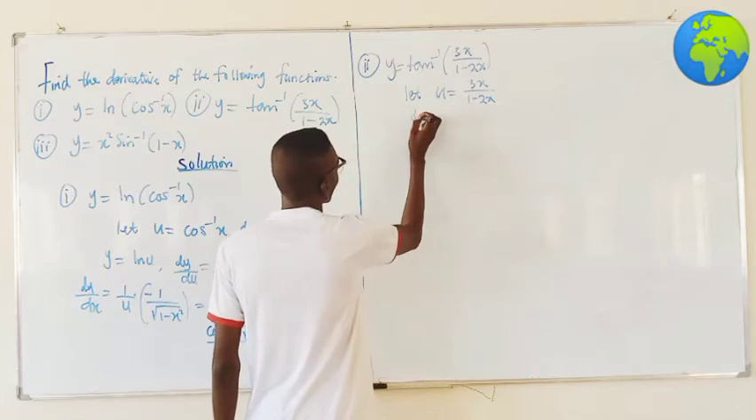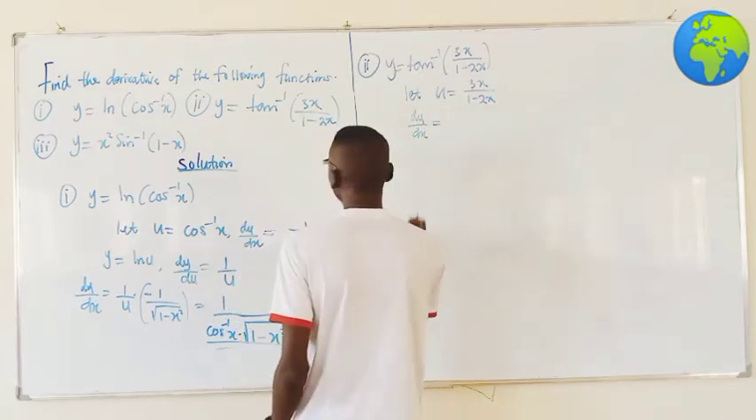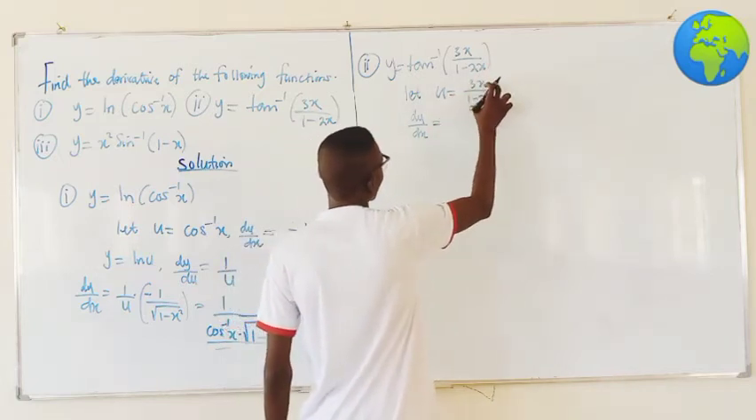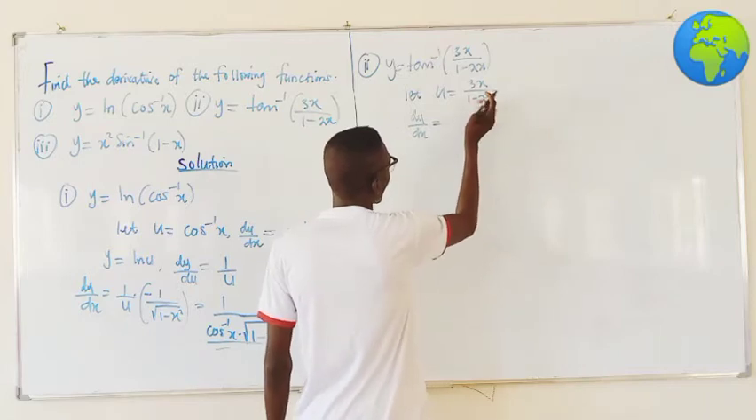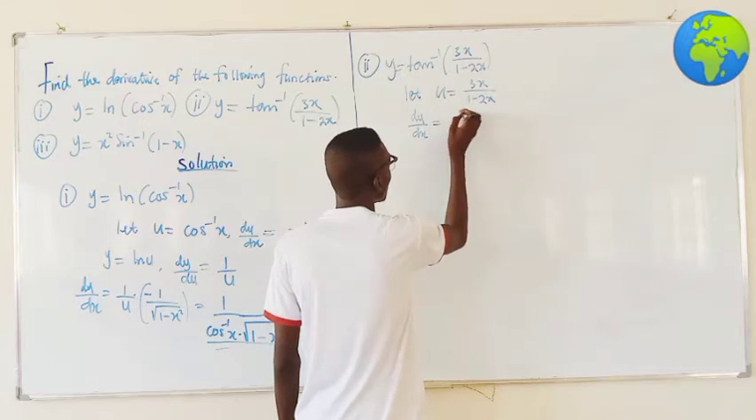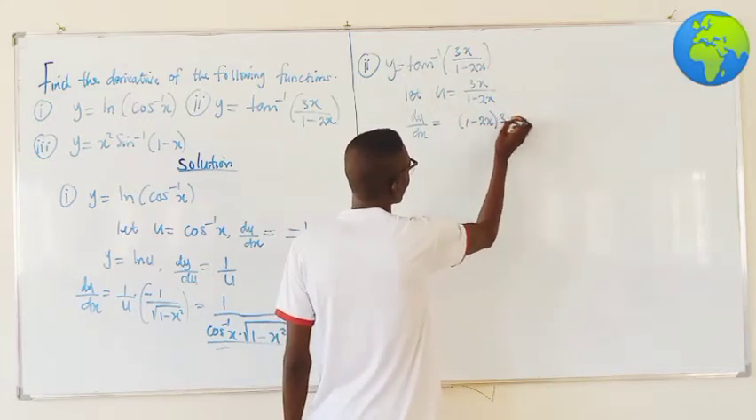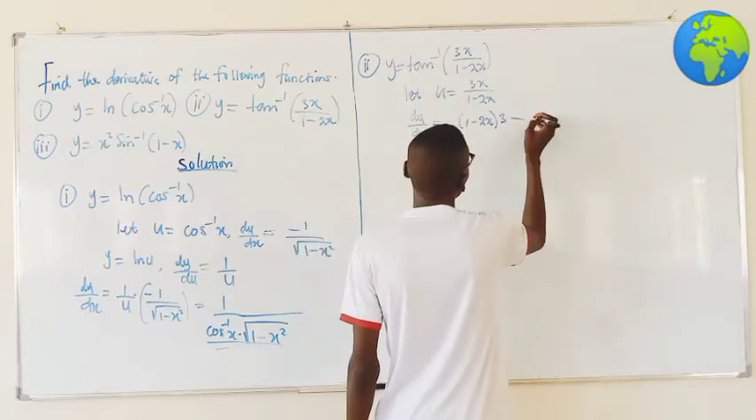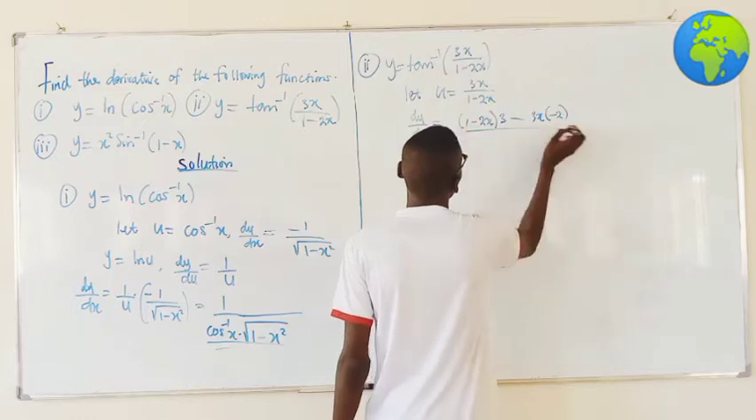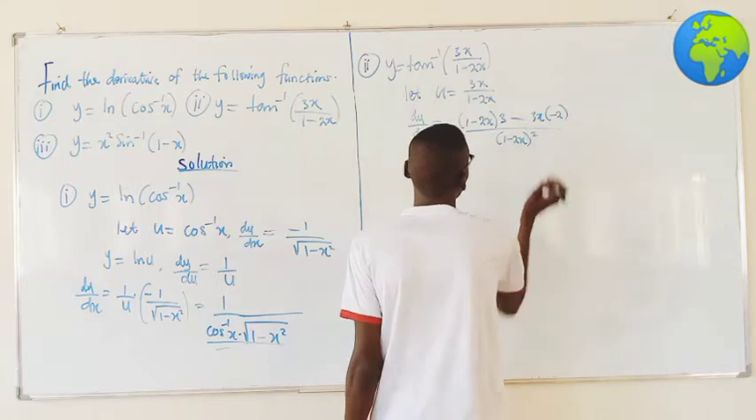What is our du dx? Just like one of the questions we did in our last video, this is going to be quotient rule as well. So how do we solve this from the quotient rule? You know the formula already, no need to write and waste time. v du, which is 1 minus 2x, this is v. du is 3, minus u dv, which is 3x. What is dv? Minus 2, right? Over v squared, which is 1 minus 2x all squared, right?